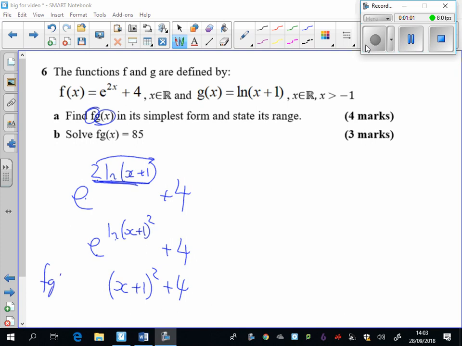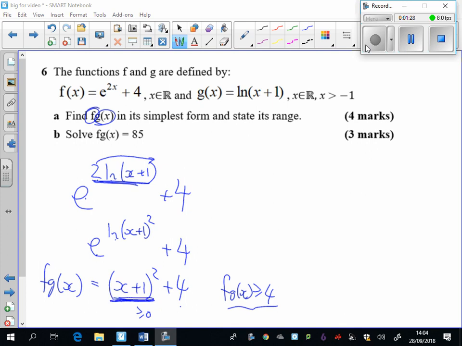That's fg of x. Of course, you can spot what the range of this is, because this thing here is always greater than or equal to 0. So when we add 4 to this, fg of x is always going to be greater than or equal to 4. Is it going to be equal to? That's the question, I suppose. We always have to pause and think, can we have an or equal to?